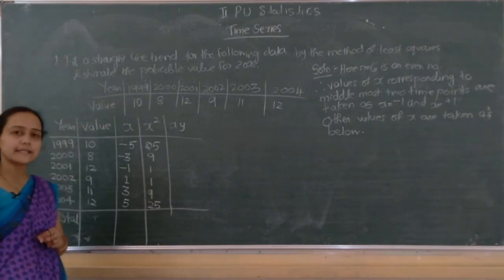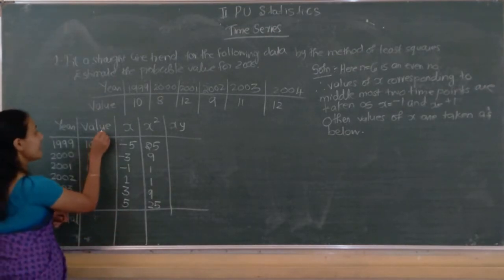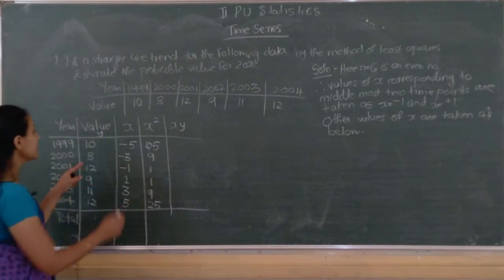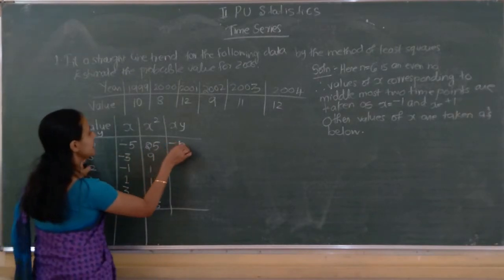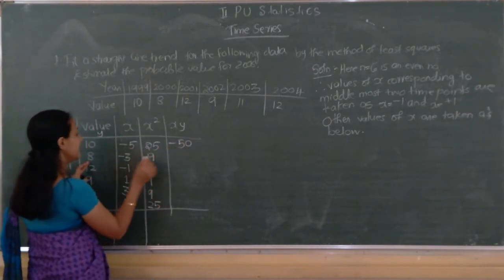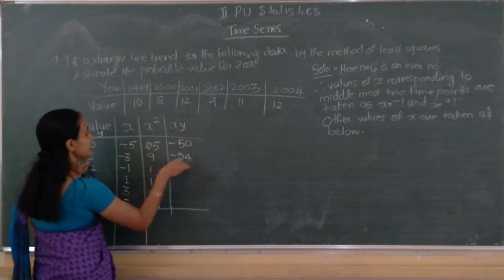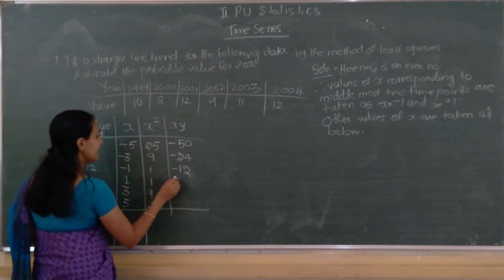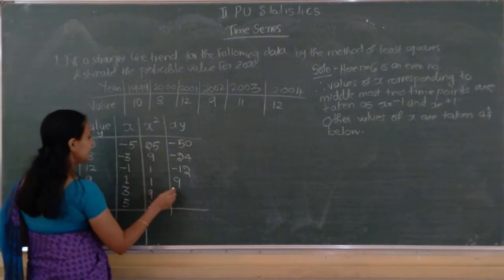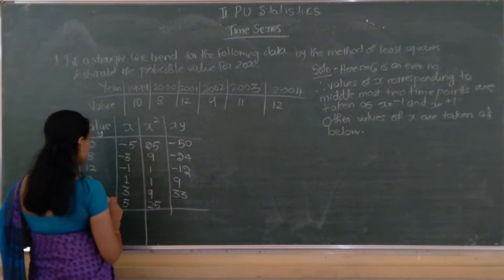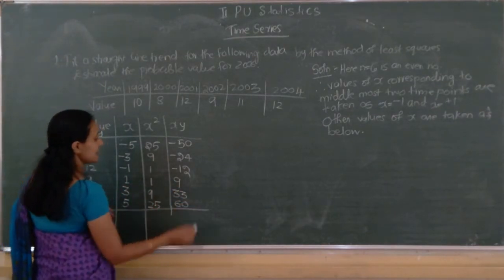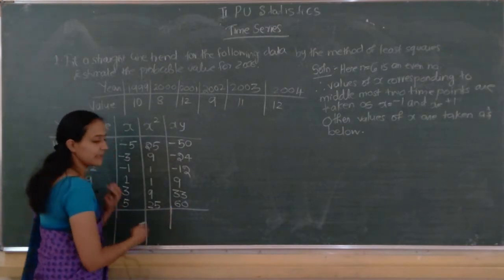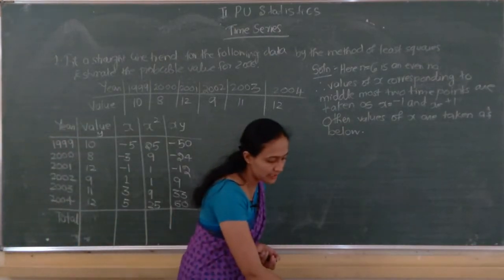Last column, x into y, where the value is taken as y. 10 into minus 5 is minus 50, 8 into minus 3 is minus 24, 12 into minus 1 is minus 12, 9 ones are 9, 11 threes are 33, 12 fives are 60. Next we have to find the total, I will write the total.